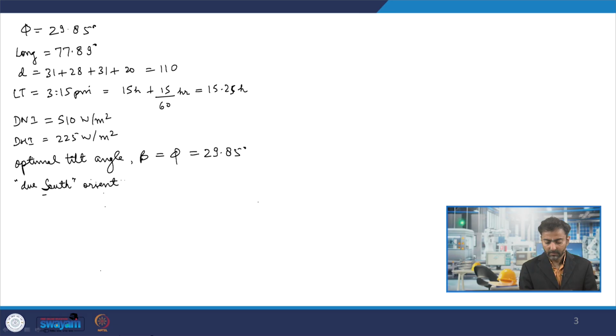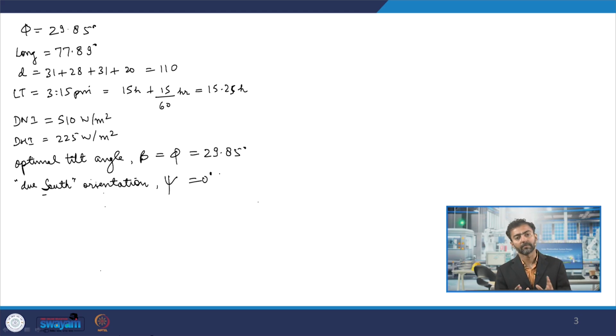And further the problem says that it is due south orientation of the PV panel. So, the module azimuth angle psi will be 0 degree. So, this is all the given information which is already given in the problem. We have converted that into numbers, I mean put it in a mathematical notation here.